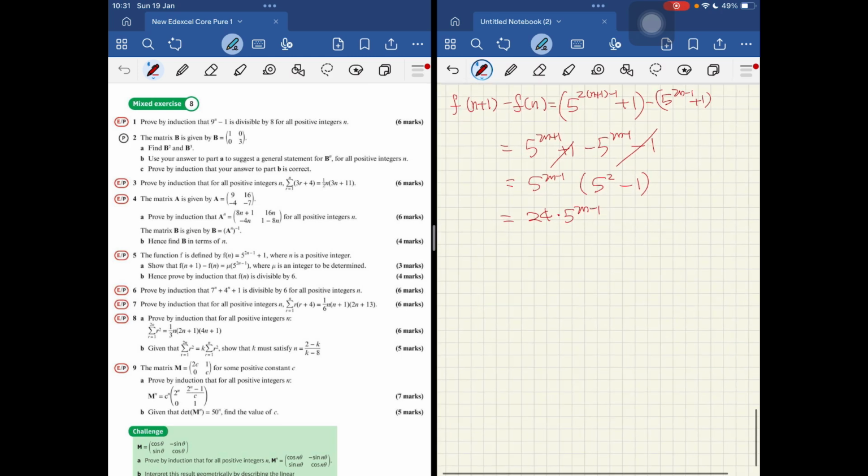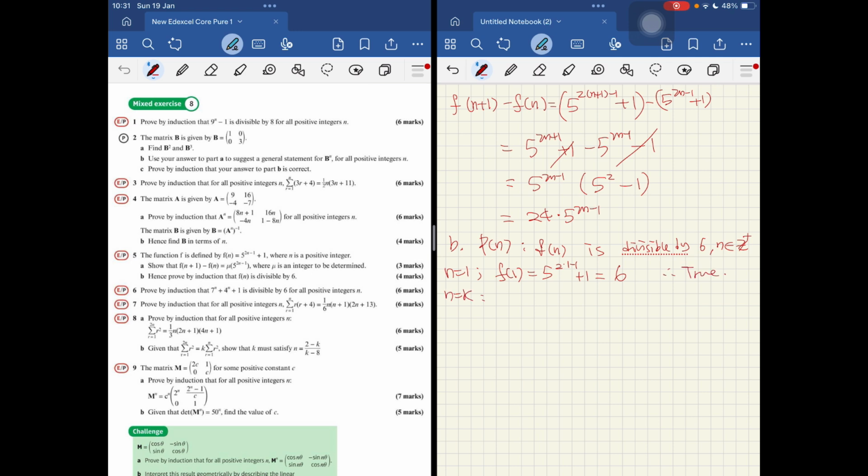So number B. Prove by induction F(n) is divisible by 6. So the proposition is F(n) is divisible by 6 when n is a positive integer. So n equals 1, f of 1, 5 to the 2 minus 1 minus 1 plus 1, which is 6. Therefore, it's true.